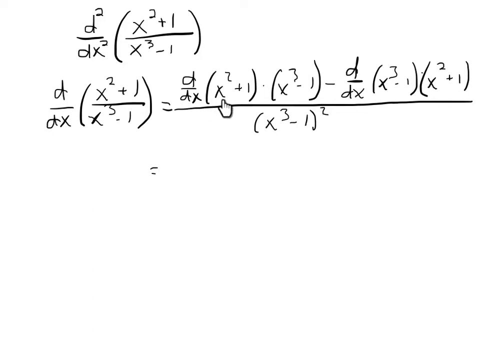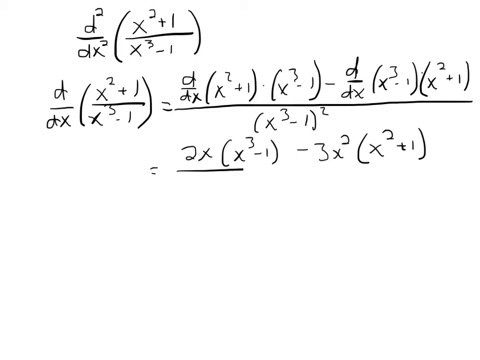The derivative of x squared plus 1 is 2x. We bring down the x cubed minus 1. Bring down the minus, and we have the derivative of x cubed minus 1, which is 3x squared. And we bring down x squared plus 1. Our denominator, we're just going to leave it. There's no point in squaring it.